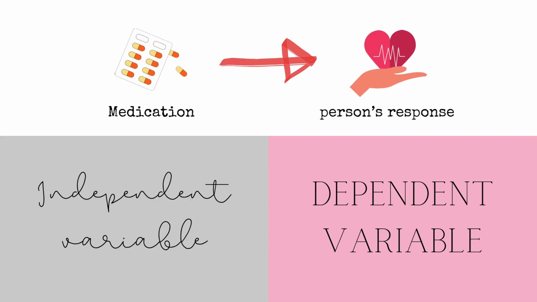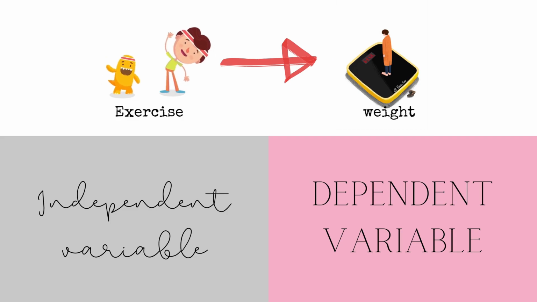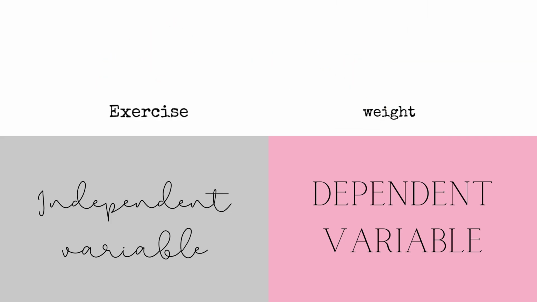Medication or a pill affects a person's health, thus the person's body response to medication is the dependent variable, for example in terms of blood pressure, their health, their weight, consciousness, skin color, and so on. Another example is exercise like aerobics as a new program to lose weight. Exercise is the independent variable while the weight is the dependent variable.